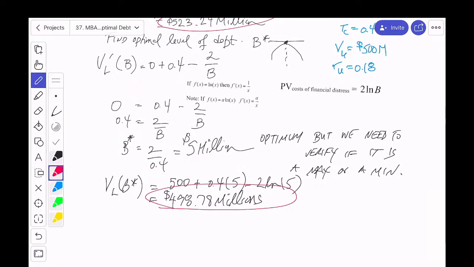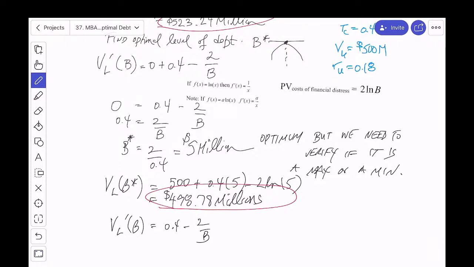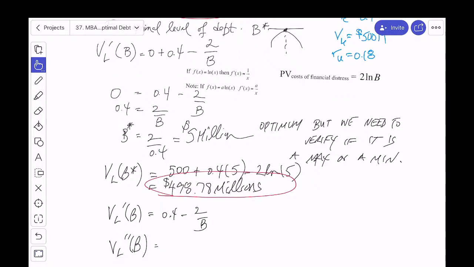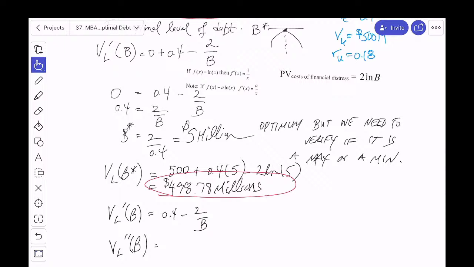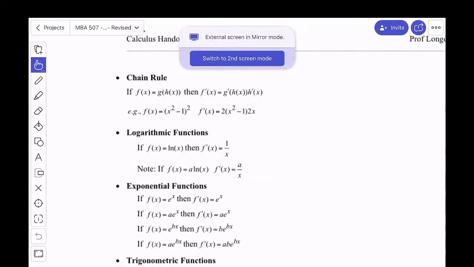So what I'm going to do is write the first derivative down again, and then we take the second derivative. The derivative of a constant is 0, and the derivative of an inverse function is like a power function. You should see this as the power function. Let me grab that from the list of functions here.